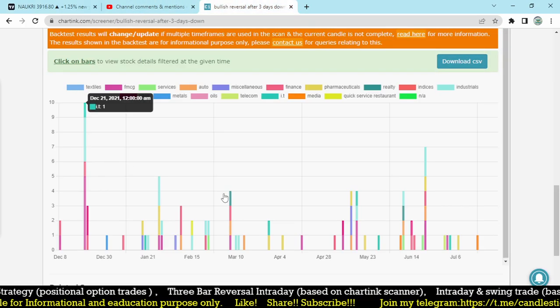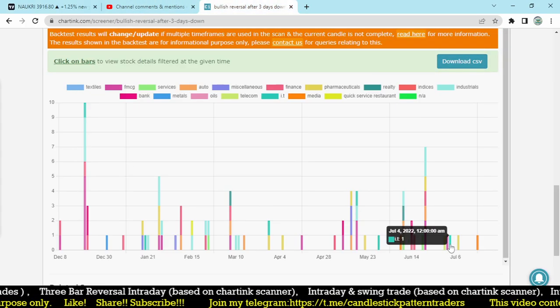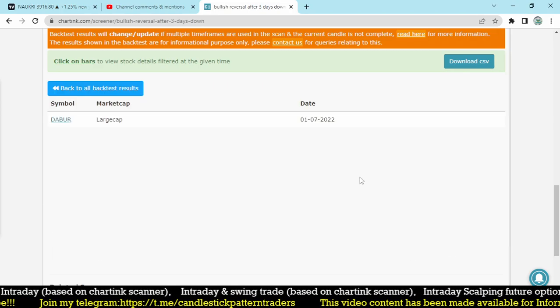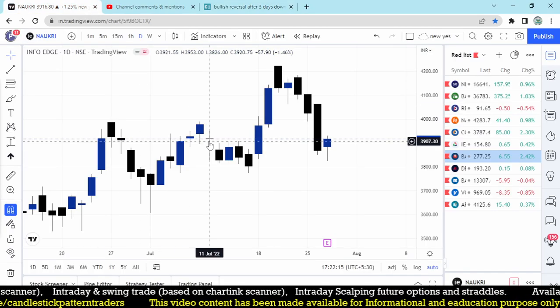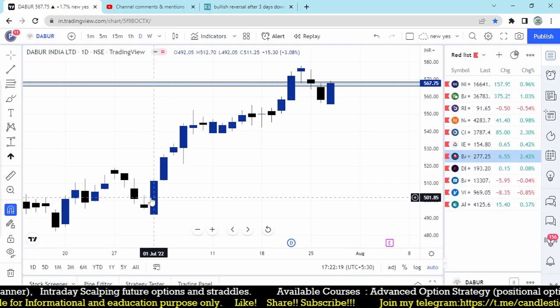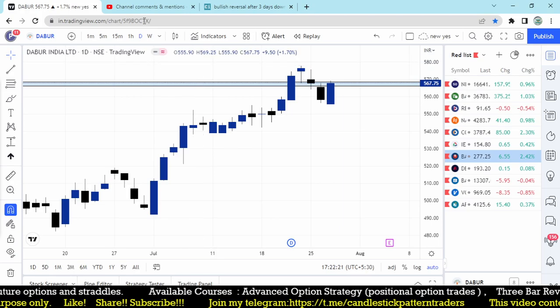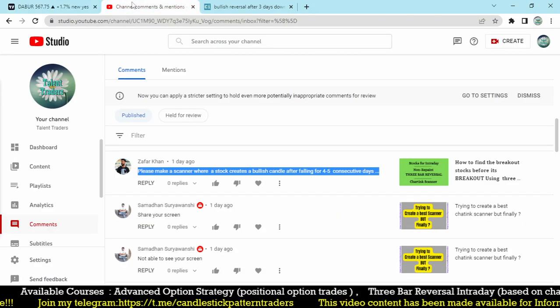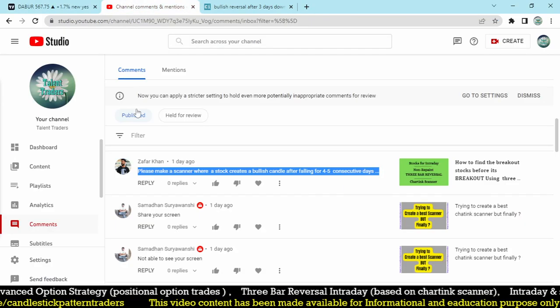Okay, I hope we build a great scanner right now. Thank you, Dabar. Oh, looks good. Thank you, Mr. Zafar Khan, you gave me some clue.